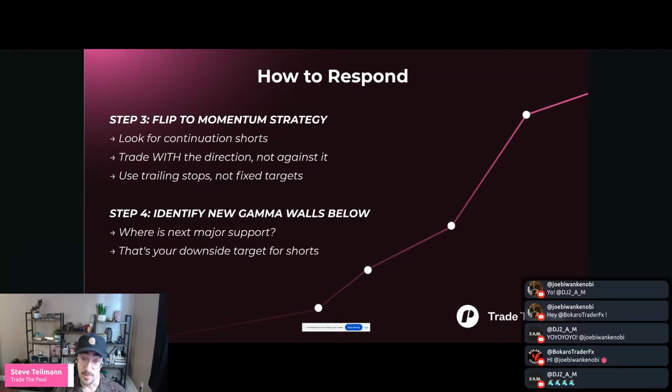All right, so we're on to step 3. We got to flip to the momentum strategy. We were expecting range-bound price action. It didn't play out, so we change with the market. Now we're looking to play momentum to the downside. So we look for continuation shorts.